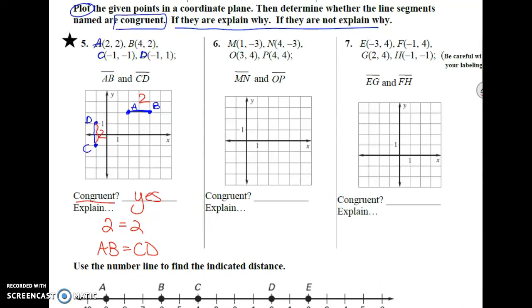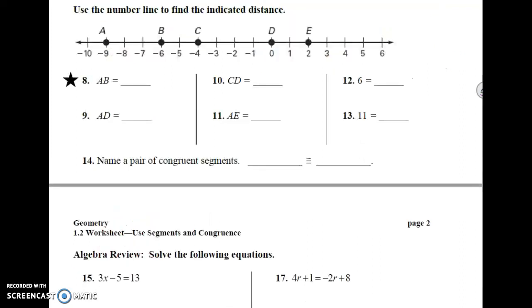Next 2 questions, you're going to do the same thing. Be a little bit careful on question number 7 with your lettering. On question number 8, we're going to be using this number line, actually 8 through 13. It says that we need to find the indicated distance. So we read the 2 letters, A to B. We find A, we find B, and we count the spaces between them. 1, 2, 3 spaces. One thing that you want to make sure of is that you don't count the numbers, because there are 4 numbers, but we are counting the spaces.